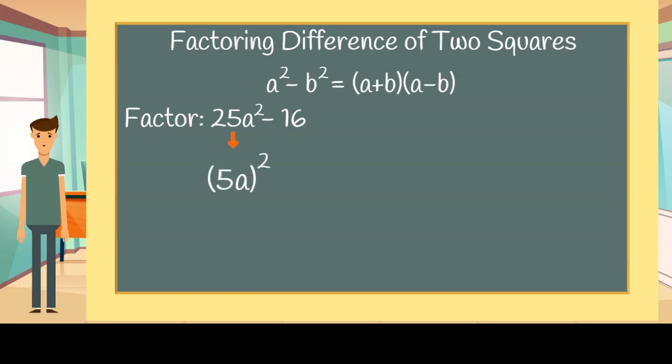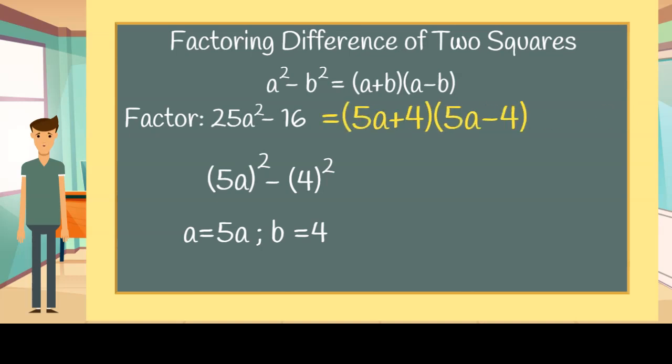25a squared can be written as 5a squared, and 16 can be written as 4 squared. In this example a equals 5a, and b equals 4. Therefore, the factored form of 25a squared minus 16 is 5a plus 4 times 5a minus 4.